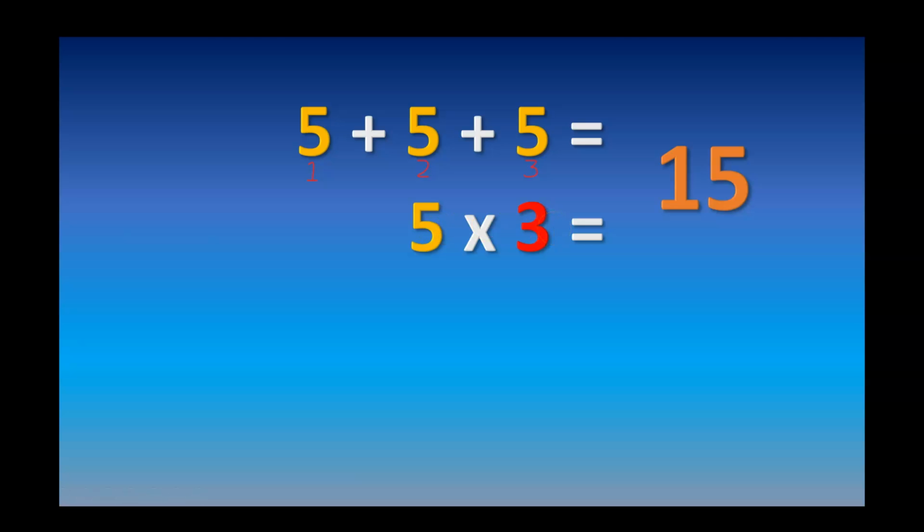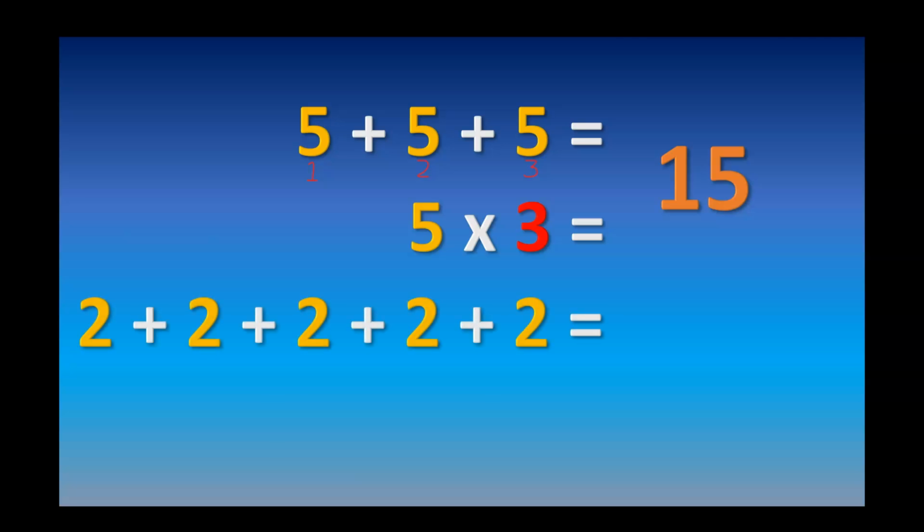This becomes even more obvious when we have a longer problem, like 2 plus 2 plus 2 plus 2 plus 2, which requires 1, 2, 3, 4, 5, 6, 7, 8, 9, 10 symbols. But if we instead count the number of times that we've written down the number 2 and shorten it to a multiplication problem, we only need 4 symbols to get the answer 10.